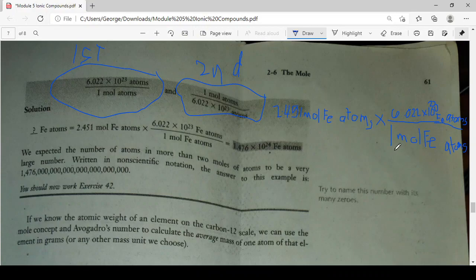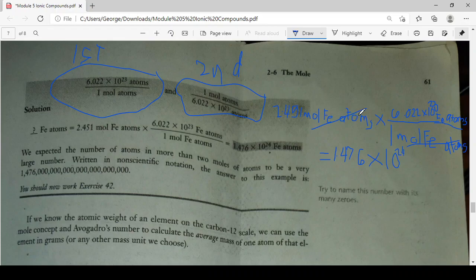So do we have any like signs? Yes, we have the like signs here. Cancel all like signs. Multiply everything on top and divide everything at the bottom. 2.451 times 6.022 times 10 raised to the power of 23 is equal to 1.476. Divided by 1 is always 1.476 times 10 raised to the power of 24. Check on your calculators as this is the answer.